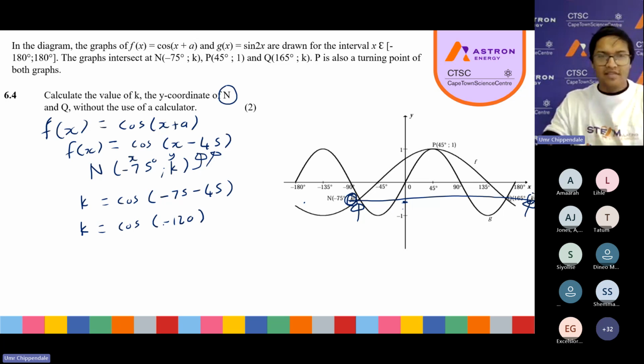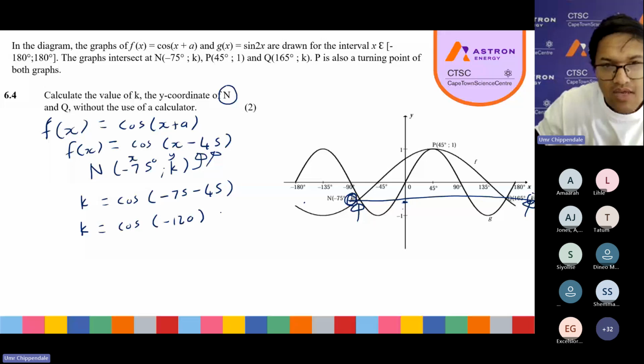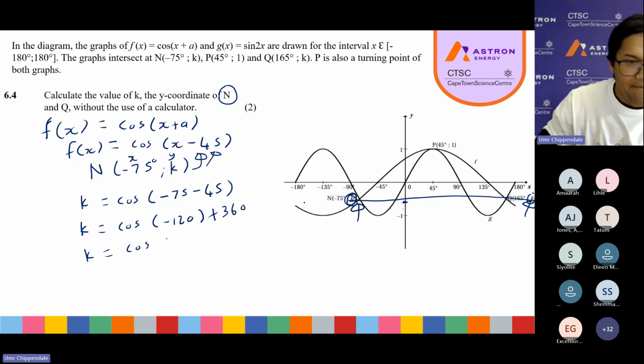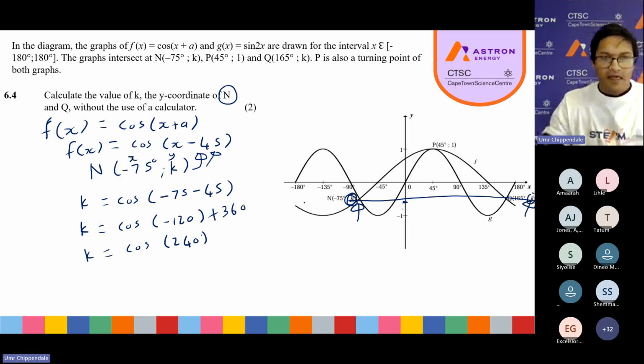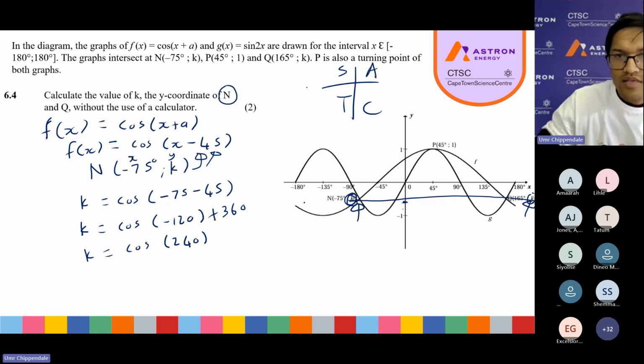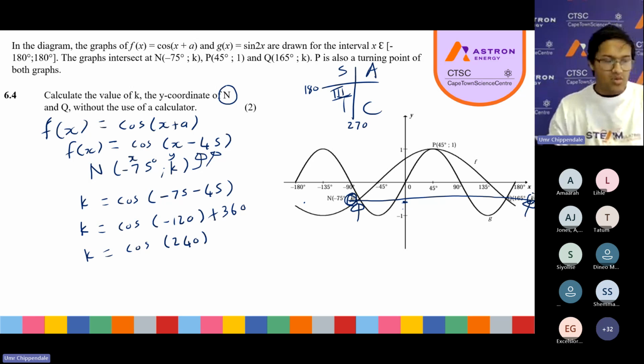Now, we can't have it as cos of a negative number. I told you, when we have it like this, we can add 360 to it. So that will now eventually be k is equal to cos of 240 degrees. So we have it like that. So now again, the CAST diagram: 240 is going to be here, between these two, 270. Yeah. So it's going to be in quad 3.